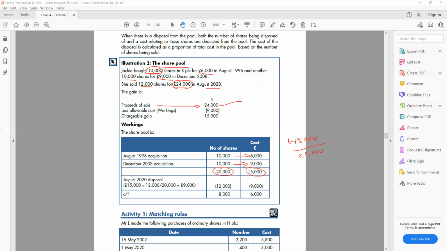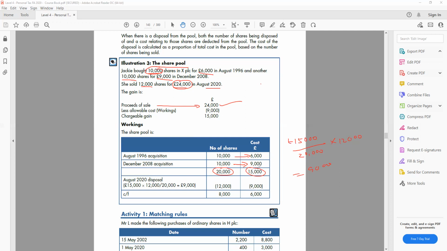So 15,000 is the total cost for the 20,000 shares. If we divide, that will give me the per share cost. And if we multiply by the 12,000, that will give us the cost for the 12,000 shares. So that will give me how much? 9,000. It's a very simple calculation.